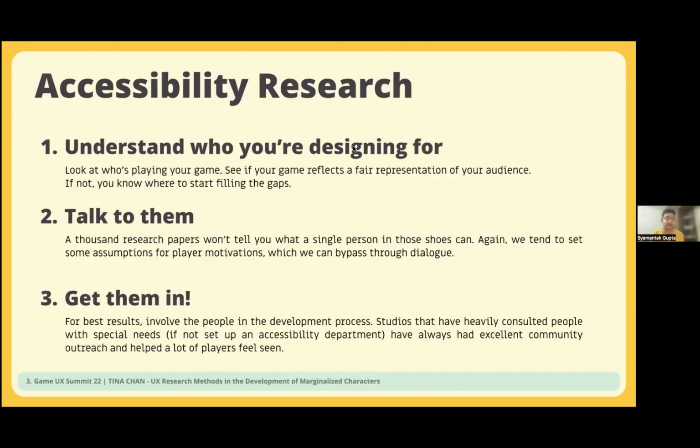Now, accessibility research. This is again a very, very deep topic, but the outlines are pretty straightforward, right? Understand who you're designing for, understand who your players are, the demography, the geography especially, and see why they're coming to your game. Talk to them, listen to them, and if you get the opportunity, just bring them into your studio, involve them heavily in the process. Every game that has done this has always had excellent feedback from the community.